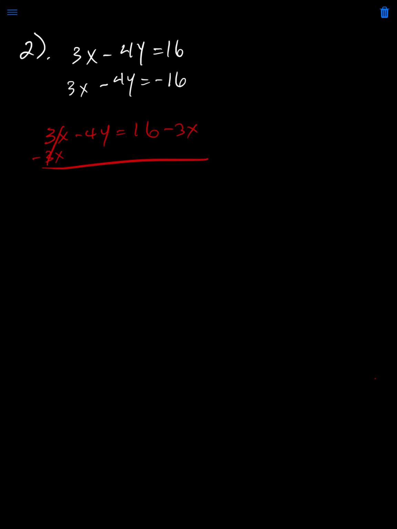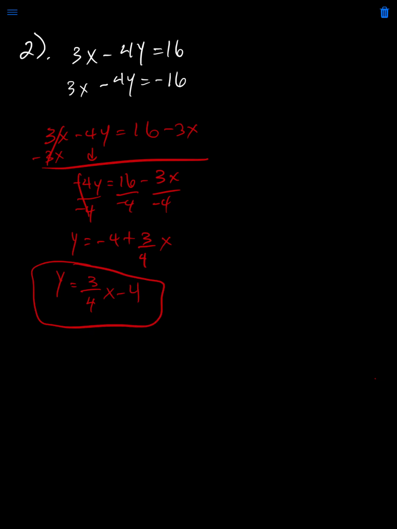So the first one says 3x minus 4y equals 16. I'm going to subtract 3x on both sides. So negative 4y equals 16 minus 3x. Divide by negative 4 all the way around. So y gives me negative 4 plus 3/4 x, which can be written as 3/4 x minus 4. So that's my first equation in, sorry, slope-intercept form.